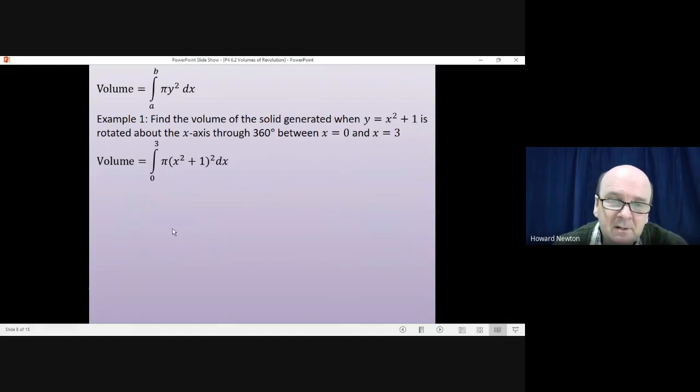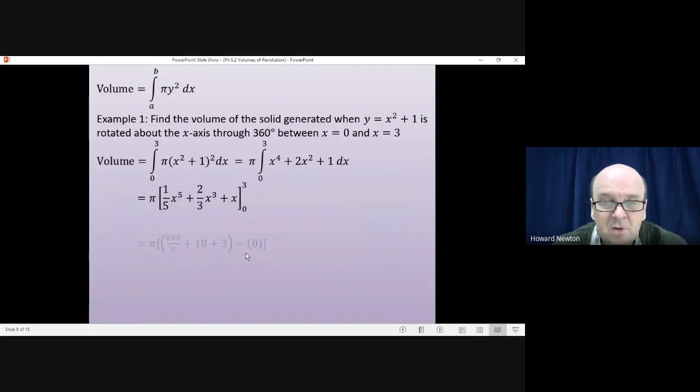Okay, let's have a look. So squaring those brackets gives us x to the 4 plus 2x squared plus 1. And I have chosen to take the pi outside of the integral and times by it afterwards. Integrating that will give me a fifth x to the 5 plus 2/3 x cubed plus x. Then I need to put in the two limits, 0 and 3.